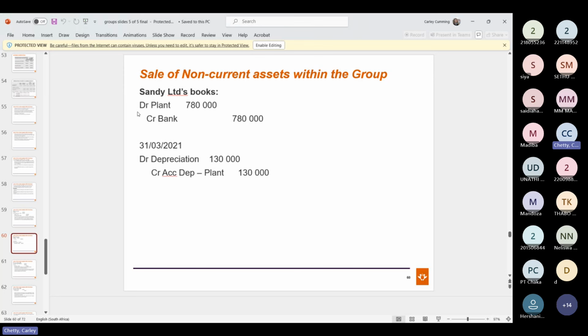In Sandy's separate financial statements, she has bought this plant. She is debiting plant with 780,000 and crediting bank, which was the purchase price, with 780,000. She now is going to depreciate this plant over the remaining useful life of 6 years. So she will take 780,000 divided by 6 years, and that will give her depreciation of 130,000. So in her separate financial statements, she will debit depreciation 130,000, credit accumulated depreciation plant with 130,000.